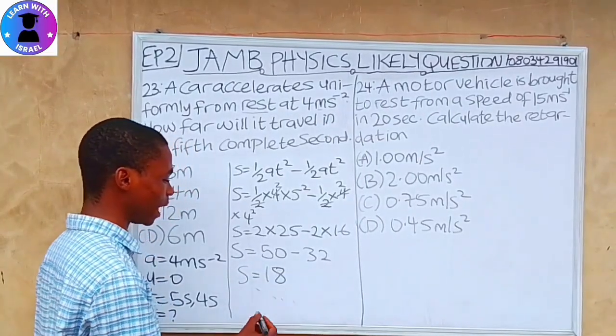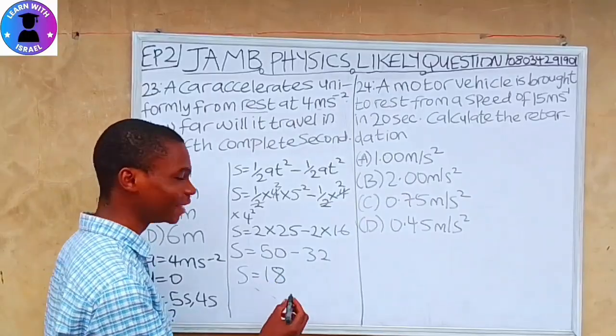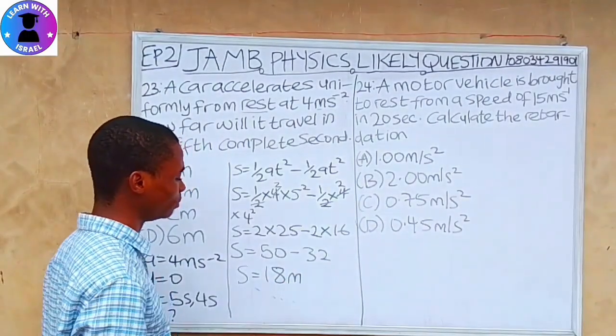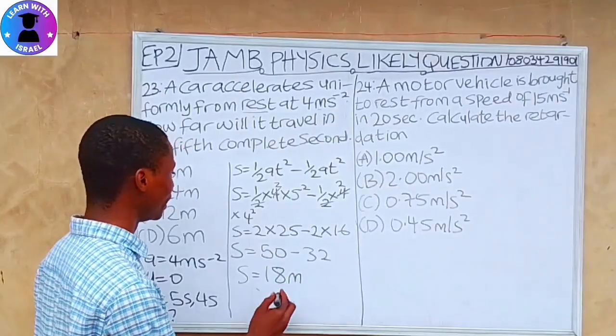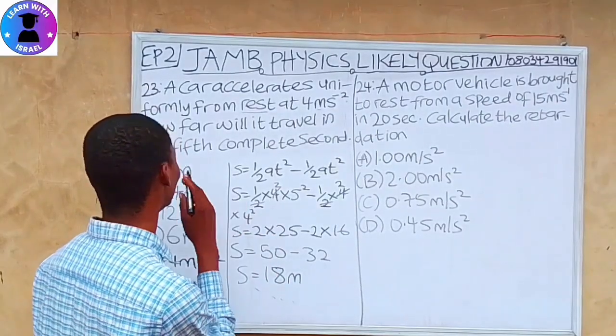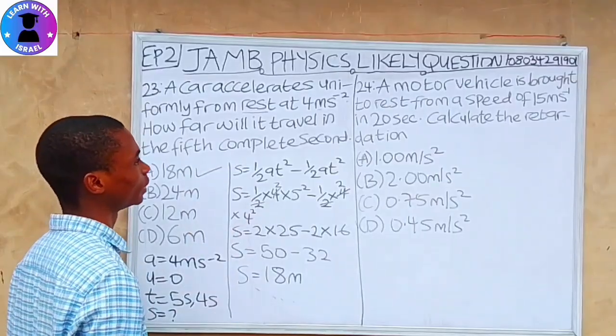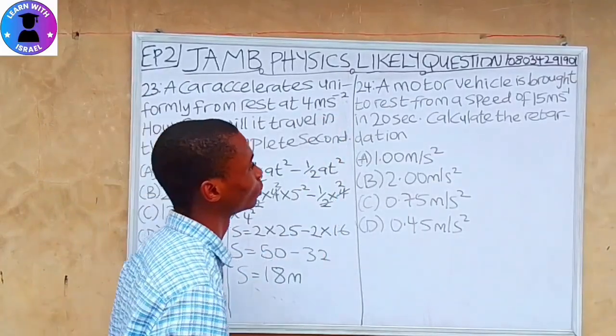We can't leave it like that. We need to add the unit, and the unit for distance is meter. Distance is measured in meter. So the correct answer is 18 meter. Let's check our options. Yes, we can find that in option A. 18 meter is the correct answer. So let's move to the next question.